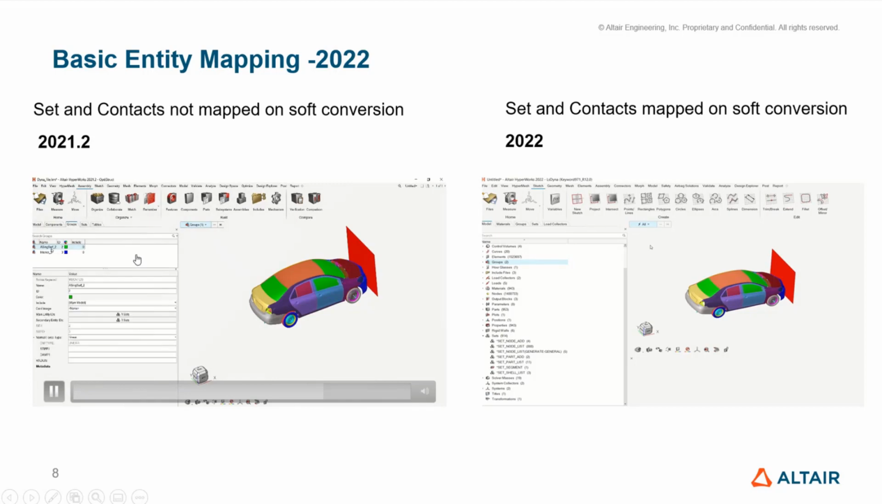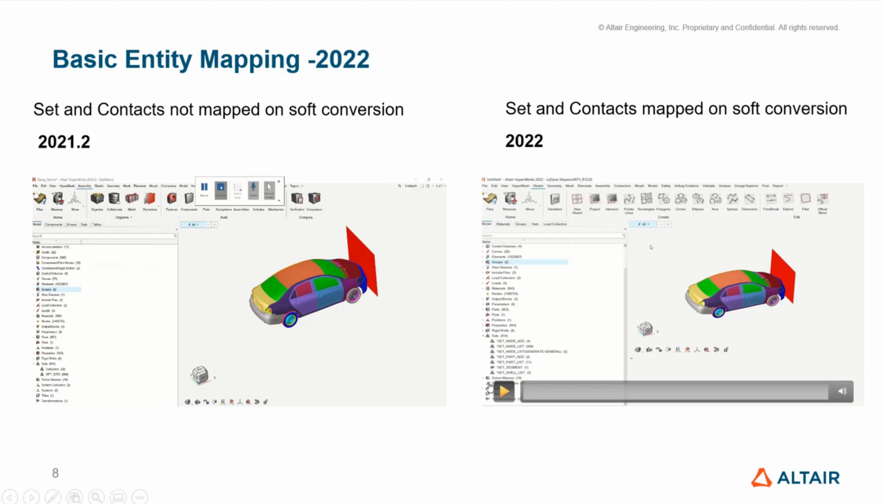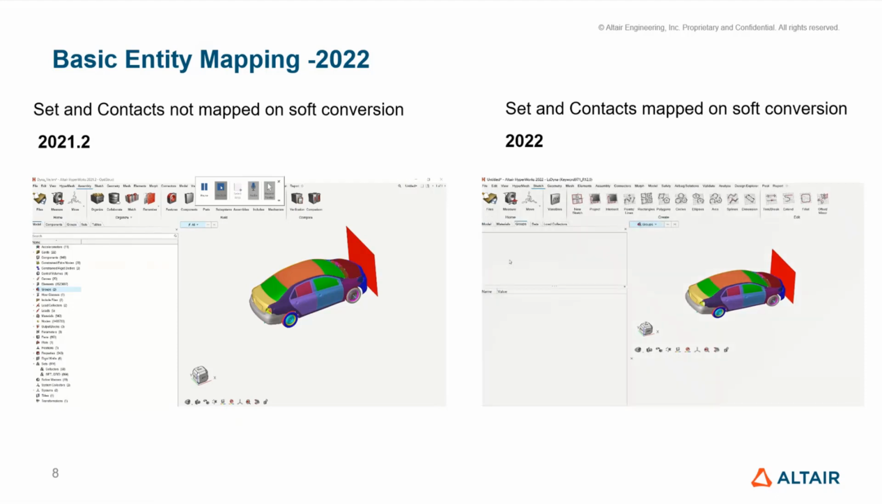So if you note here, in case of 2021.2, we never had any card image mapped on switching interfaces, which is possible with 2022. Similarly, all the sets were actually basic sets which were mapped on switching interface in 2021.2. There was no basic element set, basic node set, basic part set which were considered, which is handled in the latest release. Let me just run the same recording with 2022.